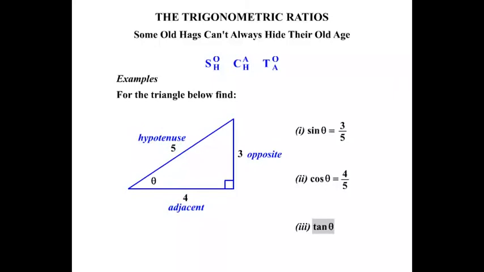Finally, tan theta. Well, look at that. Tan theta is opposite over adjacent, O over A. So there's our opposite, there's our adjacent. So tan theta equals 3 over 4.